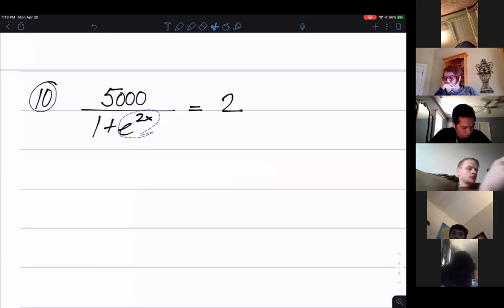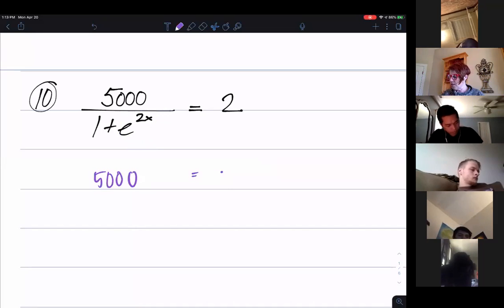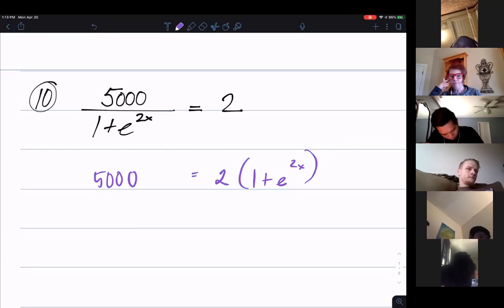Multiply by the bottom. So you could call that cross multiplying if you wanted to, or you could just say you're multiplying the denominator on both sides. So this is going to be 5,000 is equal to 2 times (1 plus e to the 2x). So at least that's going to get rid of the fraction concept. Okay. All right. Somebody tell me what to do next.